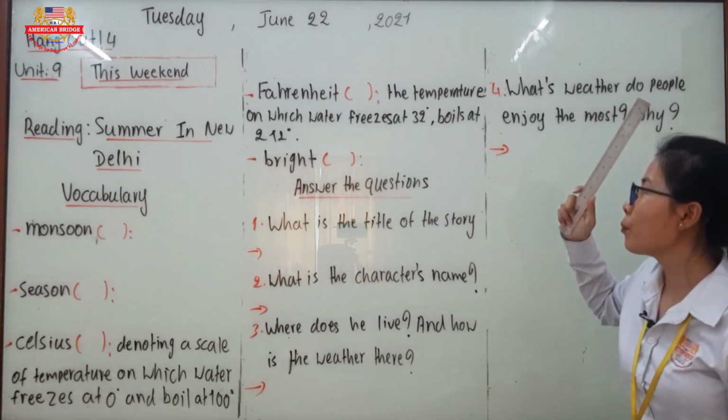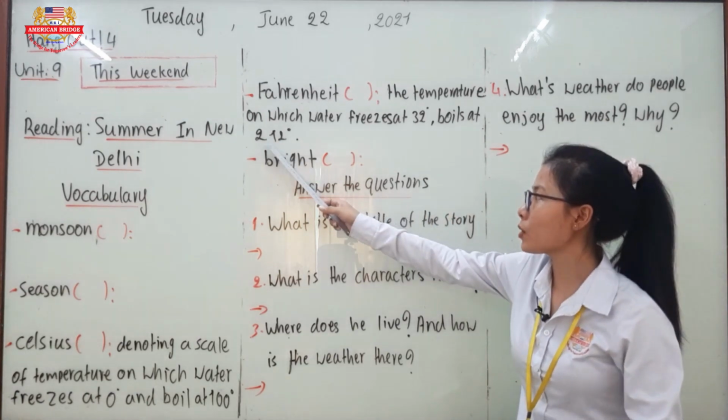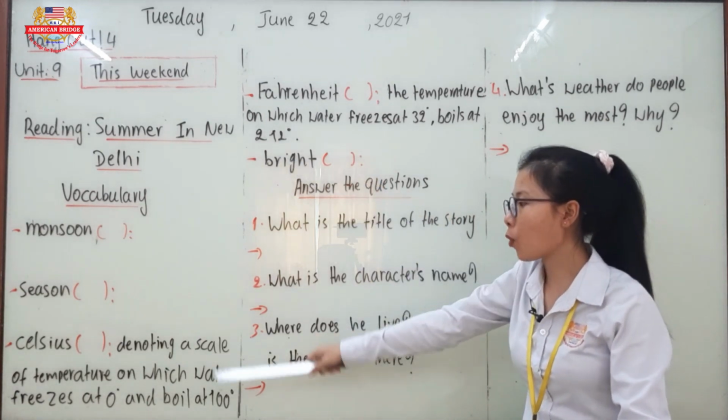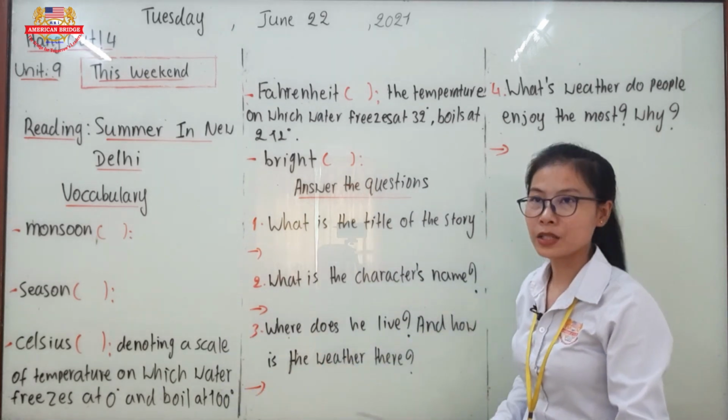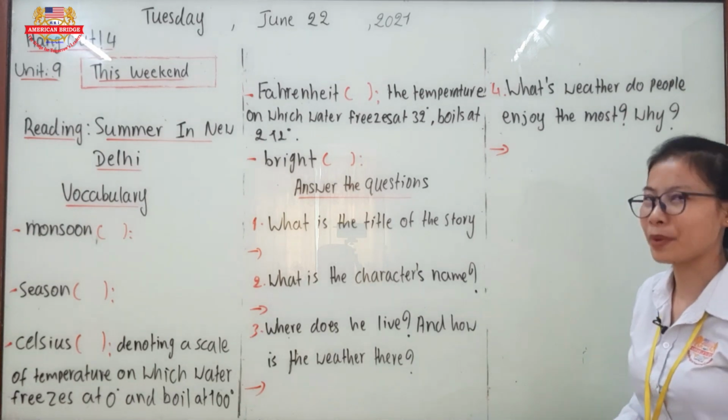But for boiling water, it is 212 for Fahrenheit, but for Celsius it is only 100. But what difference? Just the same. The difference is only the number.